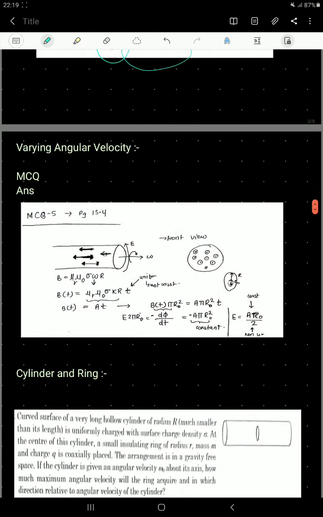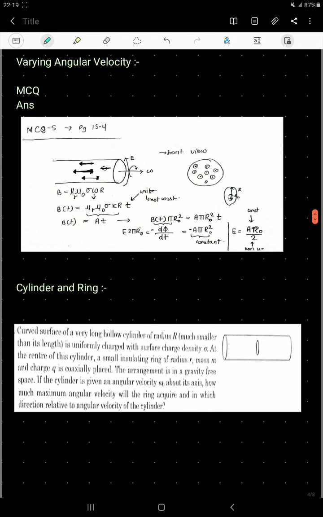So this is an MCQ. I have just not mentioned the question here. You just search for the question. In that question it was given that a wooden cylinder is being rotated with a varying omega equal to kt. So we need to find out about the induced electric field and the induced magnetic field.